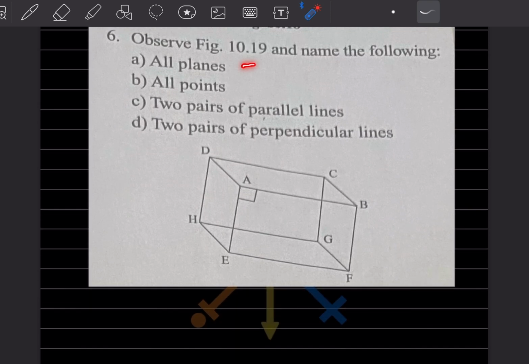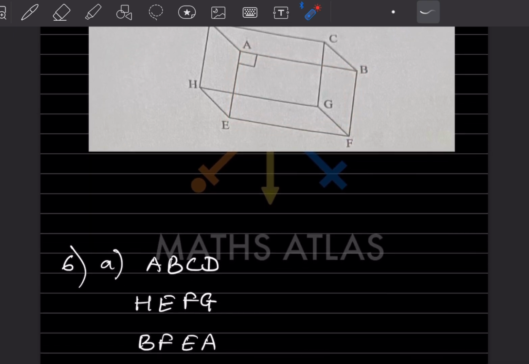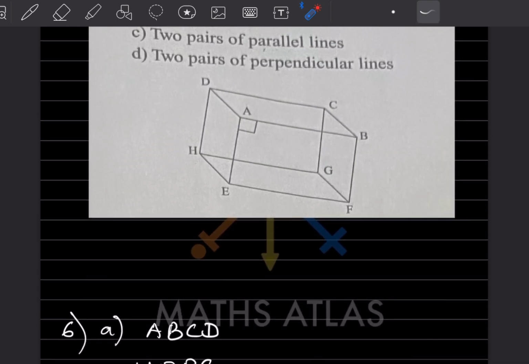Observe figure 10.19 and name the following. All planes. This is one plane, that is ABCD. Then the other plane, you can take HEF, and this is one plane. Then we can take BFEA, this is one plane. Then DAHE, CBFG and DHCG. So hope you know how to see that plane.